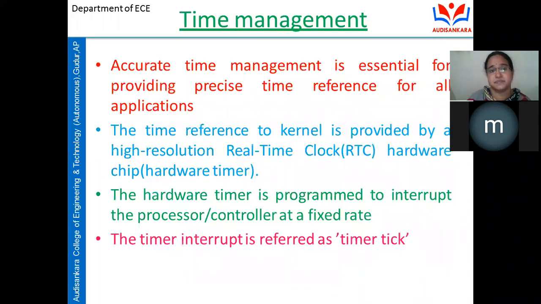Time management. This is one of the last services which is handled by the real-time kernel, the kernel of the real-time operating system. Time management, or managing the time. Who will give the time reference for the system?